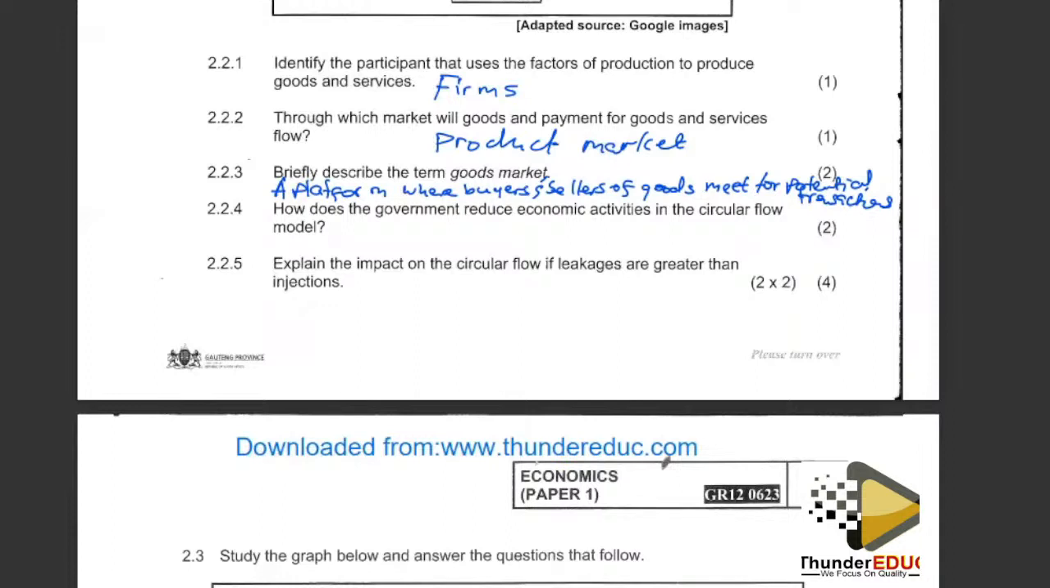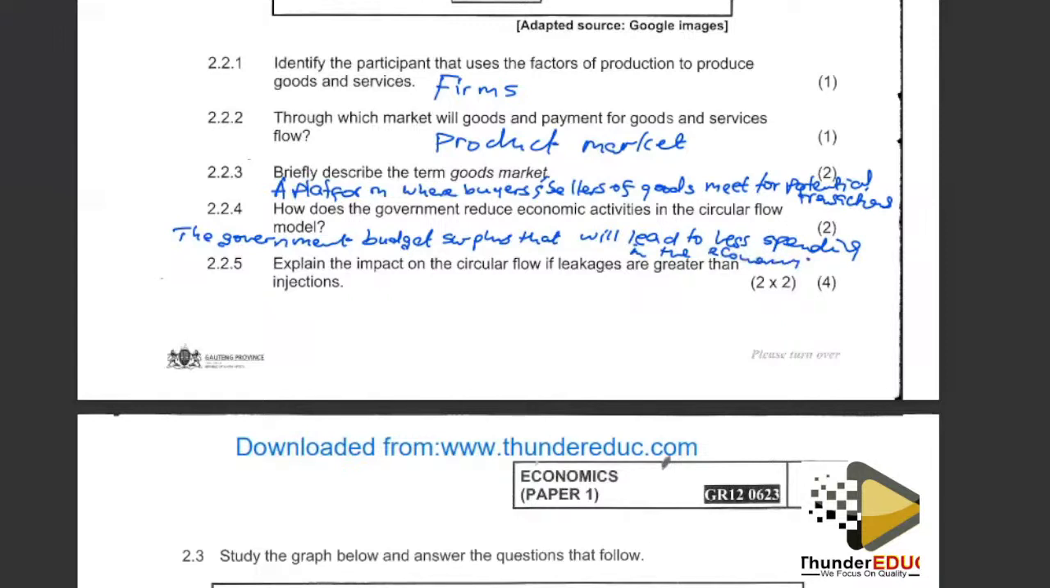So now in this regard, the question wants us to take into account how the government reuses economic activities in the circular flow model. So in this regard, the government normally puts a budget surplus that will lead to less spending in the economy. Okay, right, grade 12.